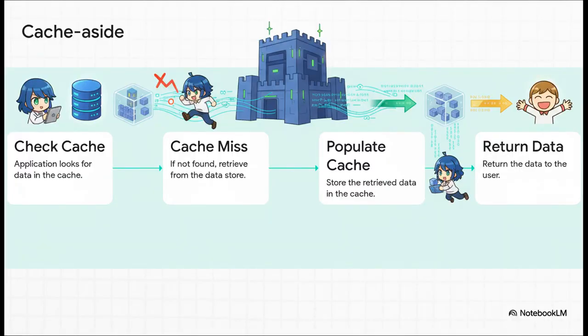So the most common strategy out there is called cache aside, but you'll also hear it called lazy loading. And it's called lazy for a reason. The cache only gets filled up when the data is actually needed. The application checks the cache first. If it's not there, what we call a cache miss, the application has to do all the work. It goes and gets the data from the database, puts a copy in the cache for next time, and then sends it to the user. The application is in total control, which gives you a ton of flexibility.